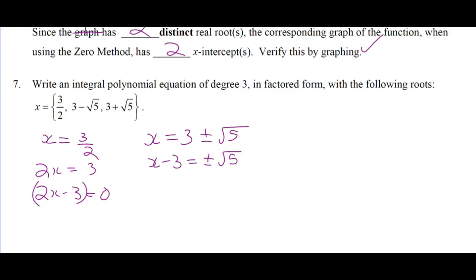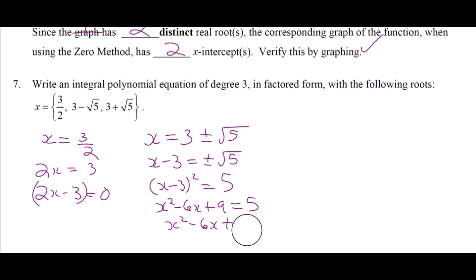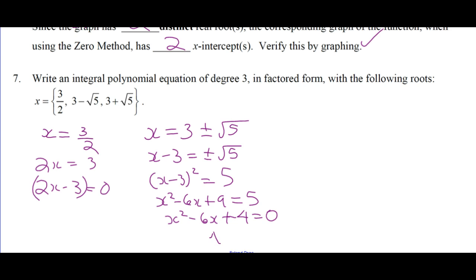Then we're going to square both sides and get x minus 3 quantity squared is equal to 5, because either way, plus root 5 or minus root 5, when you square it, you get 5. That gives me x squared minus 6x plus 9 is equal to 5, which gives me a quadratic factor of x squared minus 6x plus 4 is equal to 0. So here are the roots, which become these two factors, or a factor of second degree. So this is the factor.